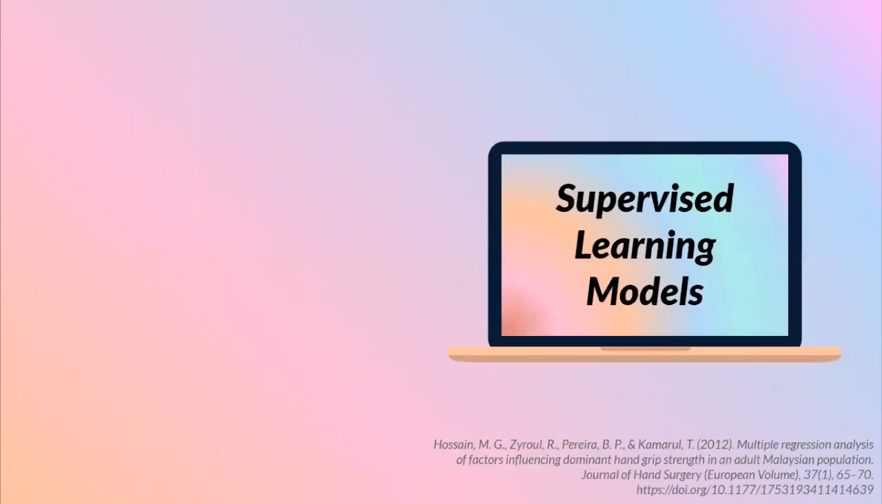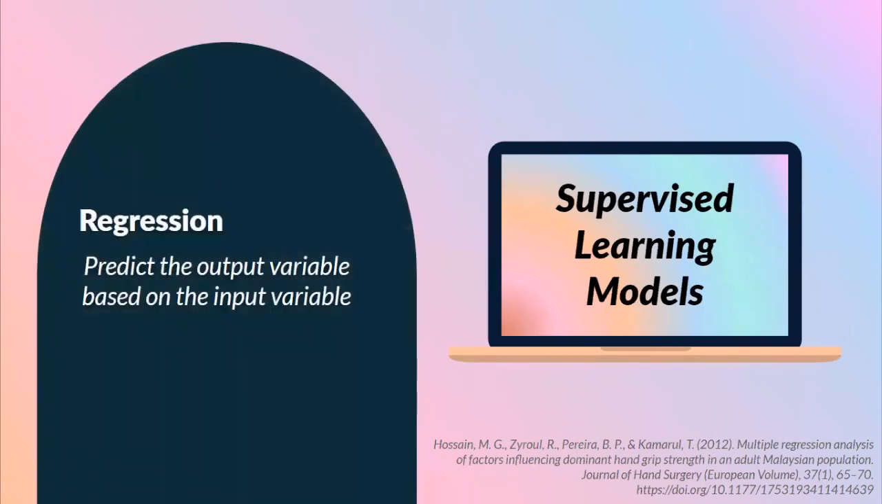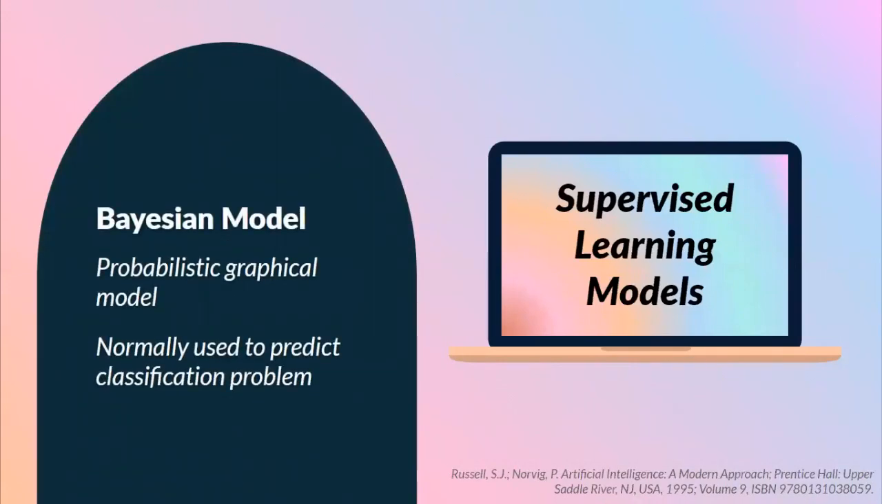Right now we will go into detail to understand the types of learning models implemented in machine learning. In supervised learning, there are 7 types of learning models. The first one is regression. Regression is used to predict the output variable based on the input variable. Examples of regression are linear regression, logistic regression, and stepwise regression. There are also more complex regressions that have been developed, such as multiple linear regression, with more input variables involved to predict output.